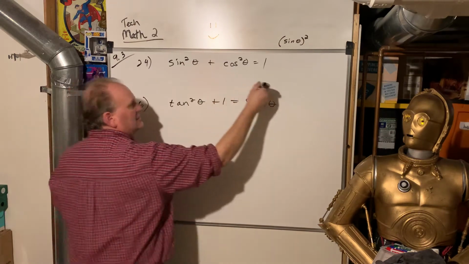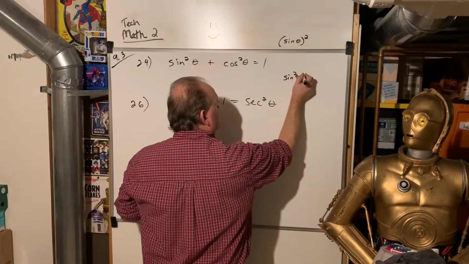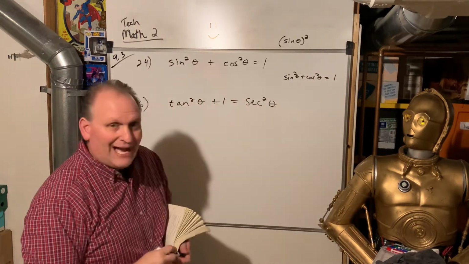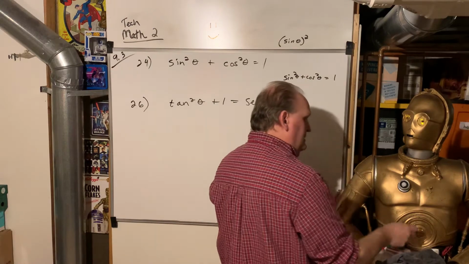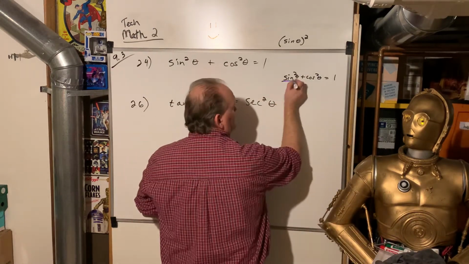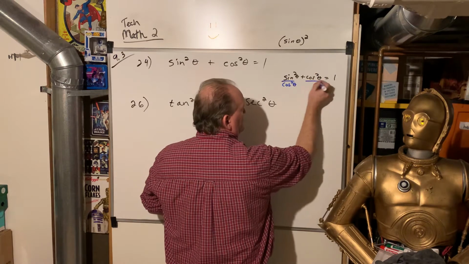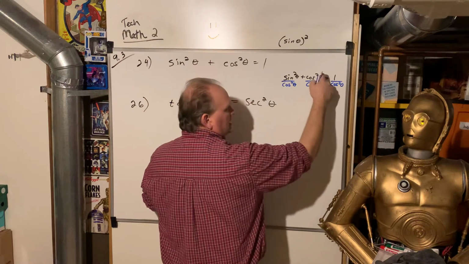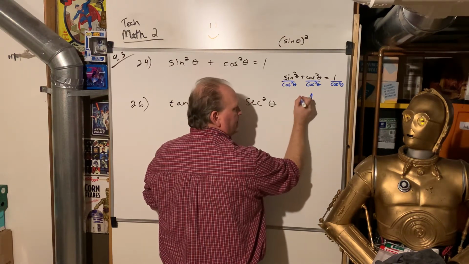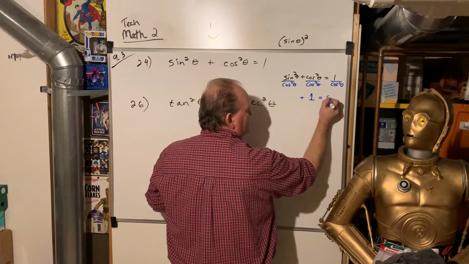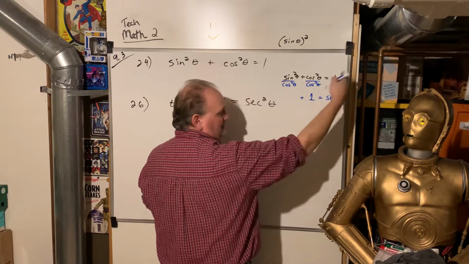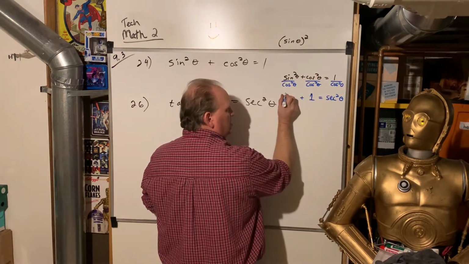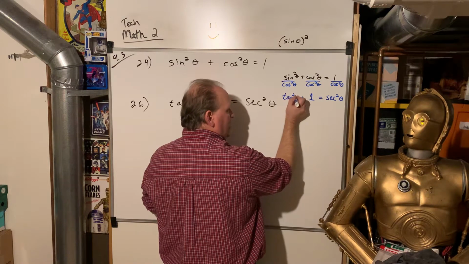If you take this and write sine squared theta plus cosine squared theta equals 1, but then you divide each term, so you divide both sides by cosine squared. Look at what happens. Cosine squared divided by cosine squared is 1. 1 over cosine squared is secant squared theta. That's right. They're reciprocals of one another. And sine over cosine is tangent. So sine squared over cosine squared is tangent squared theta.